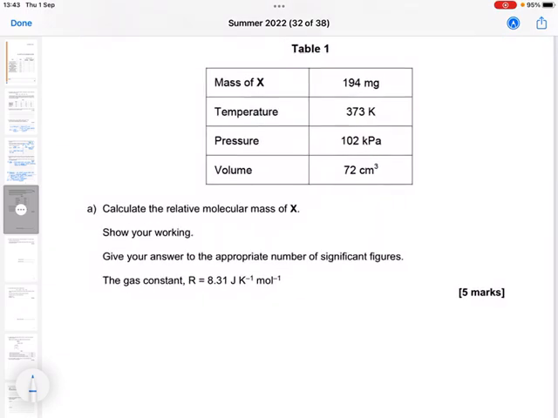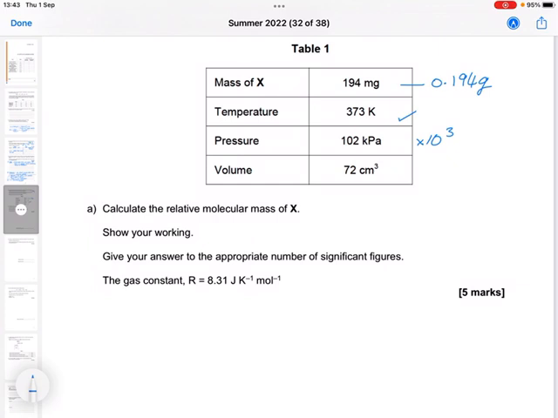I'm going to check before I do any of the calculation that all of these are in the format. Now this is, I hope you appreciate, going to be a PV equals nRT calculation. First of all, the mass here is 0.194 grams. The temperature is in Kelvin, that's right. So 102 kilopascals is going to be 102 times 10 to the 3, so it's 102,000 pascals because it's got to be in pascals.